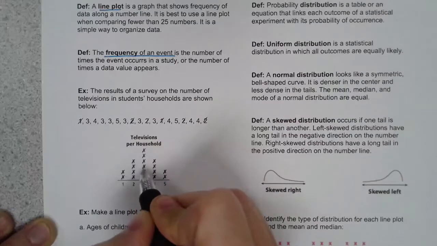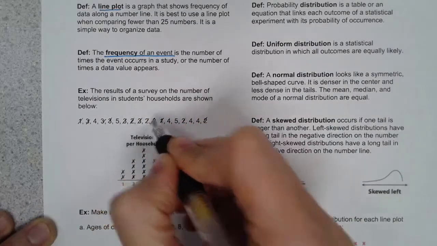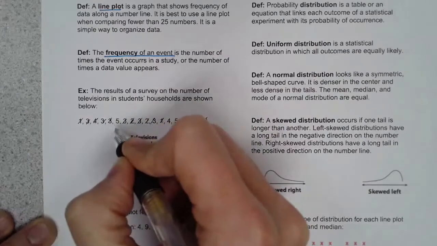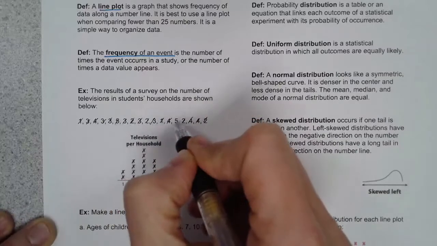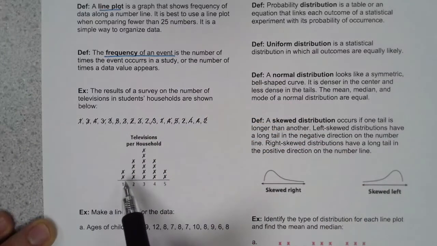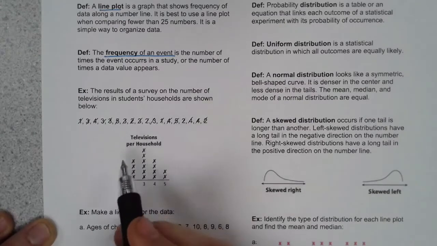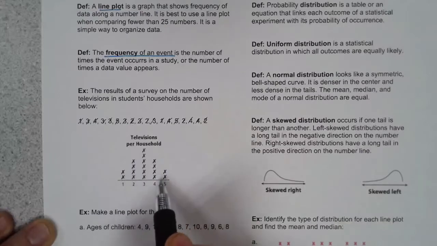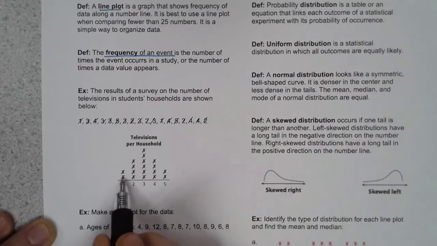1, 2, 3, 4, 5, 6. So 6 number 3s. There should be 4 number 4s. 1, 2, 3, 4. And then lastly there should be 2 number 5s. 1, 2. The number of X's, or the number of symbols on your line plot, correspond to the number of values in your data set. So when you're all done, you should be able to count all of these up and make sure that it matches the number of numbers that are in your list. And again, the total number of X's or symbols that are used to represent the values represent the frequency.